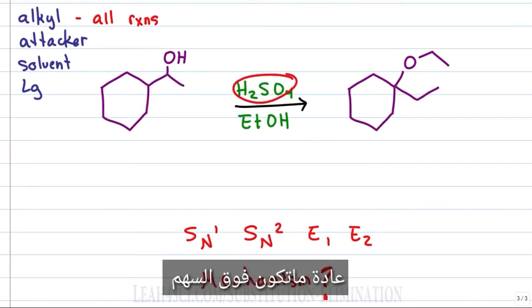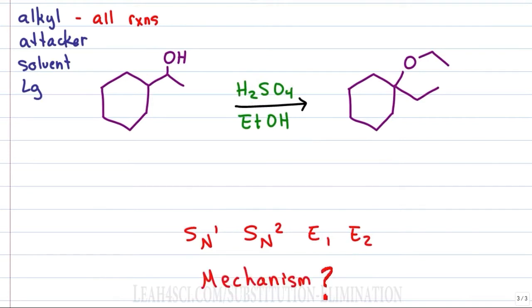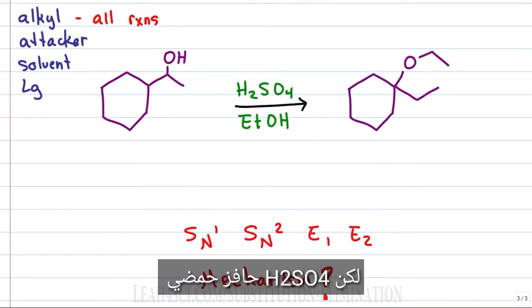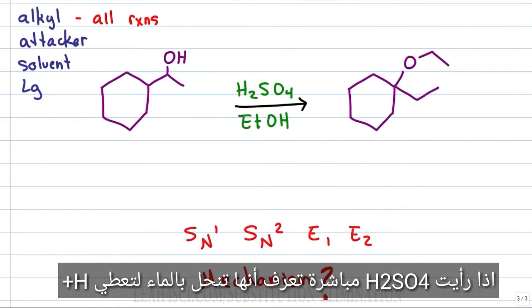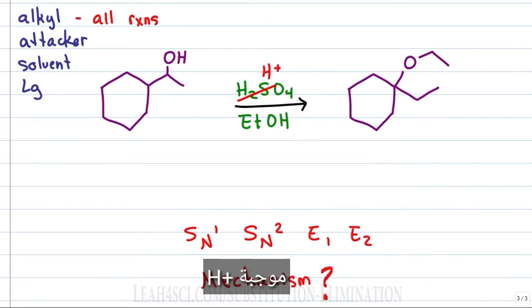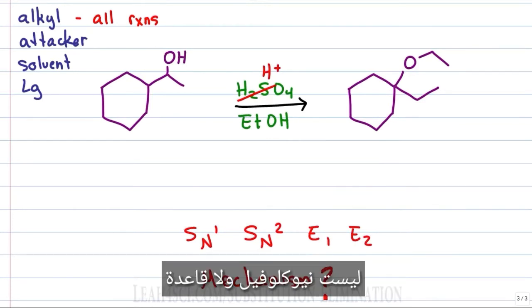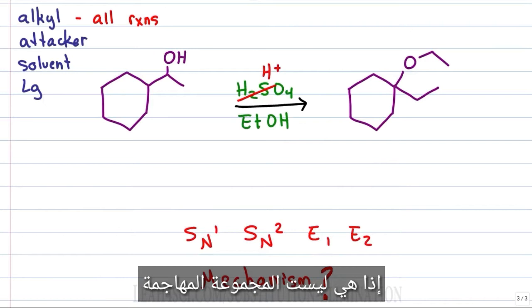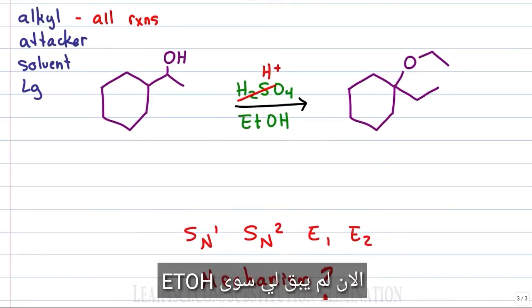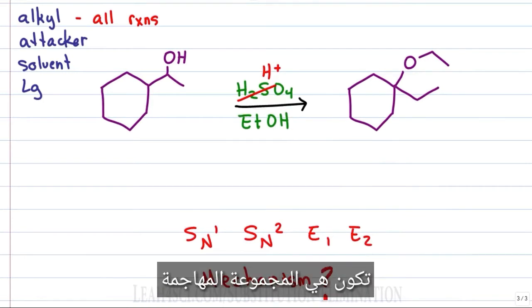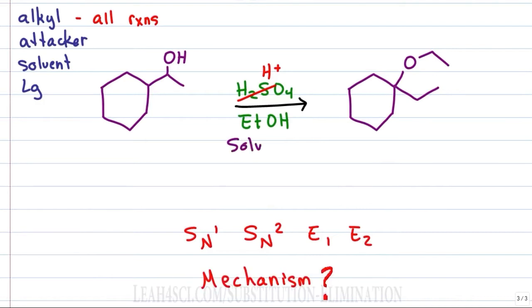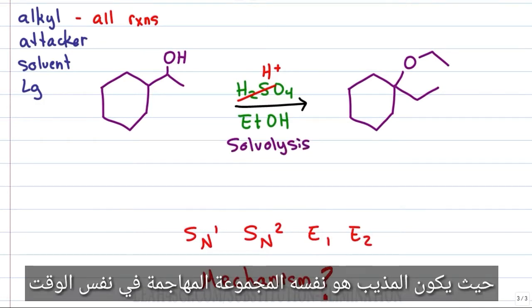Typically you see it at the top of the reaction arrow, but H2SO4 is an acid catalyst. In fact, if you see H2SO4, immediately think dissociates in solution, gives me an H+. H+ is positive. It's not a nucleophile, it's not a base, it's not the attacker. But if all I have is EtOH, what is my attacker? This has to be a solvolysis reaction, where the solvent is both the solution and the attacker.